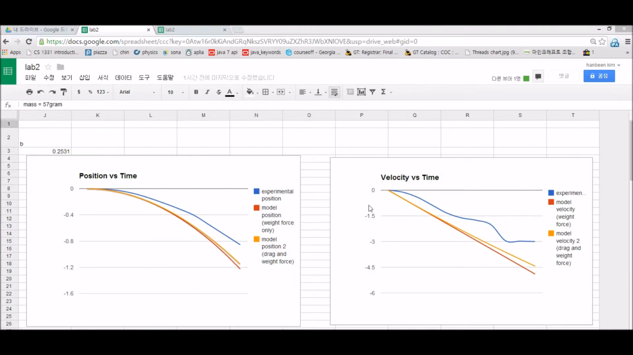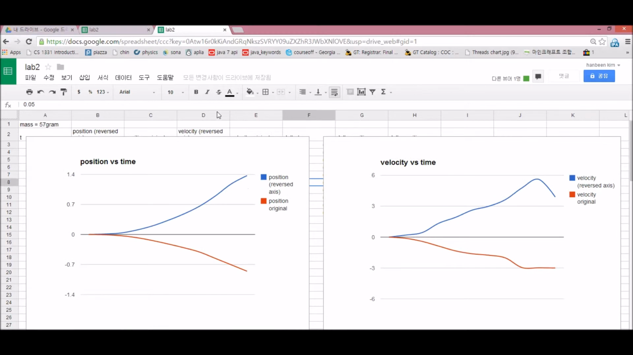As you can see in the velocity versus time graph, the acceleration of the red, which is the model with the weight force only, is faster than the model which has drag force added to it. And as you can see, the experimental velocity is much slower than the other two models. In my opinion, this is caused by the drag force in reality. The drag force in reality is actually greater than the calculated ones, and therefore causes the ball to slow down much more than in the model, because the tennis ball has volume, and that volume also causes drag force.